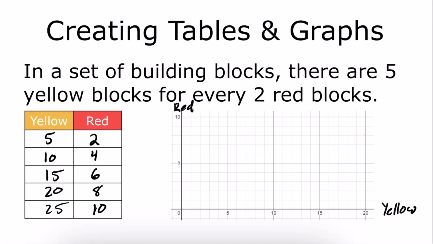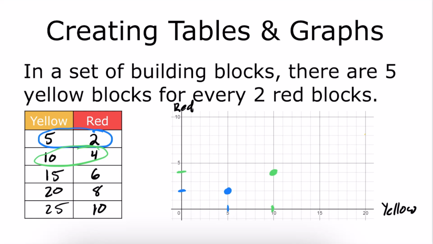And so if I look at this ratio that I was given, and I know that 5 yellow blocks corresponds to 2 red blocks, the way that we show that those two things are matched up with each other or proportional to each other is by putting a point right here. And so that point represents the relationship that 5 yellow blocks corresponds to having 2 red blocks. And then you could say this point right here is 10 yellow blocks and 4 red blocks. So that would be this point.